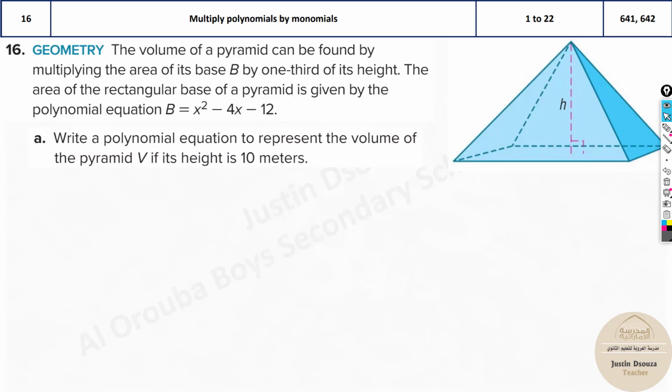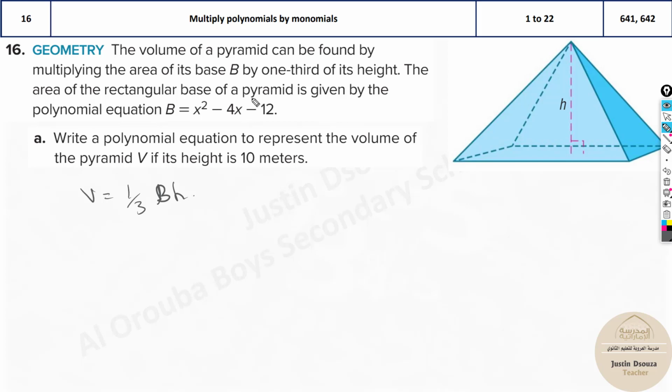The volume of a pyramid can be found by multiplying the area of its base and 1/3 of its height. That is given over here. That's the formula basically. What is the volume of the pyramid? So V is equal to 1/3 of base times height, right? Vertical height. That's given also in words, but you can remember this. Pyramid volume is always given by 1/3 b times h.